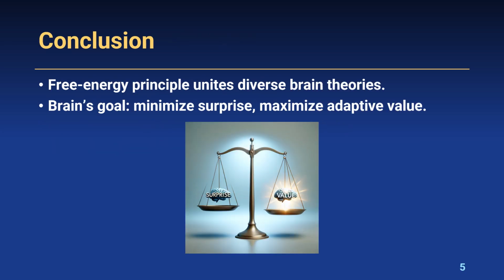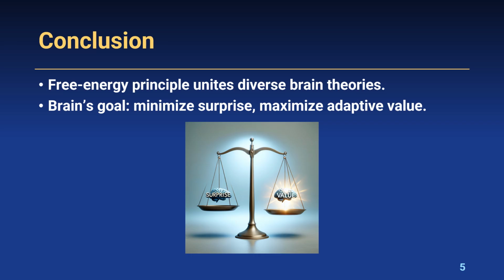In conclusion, the free energy principle offers a unifying framework that integrates many major theories of brain function. It suggests that the brain's fundamental goal is to minimize free energy by continuously refining its internal models and acting to fulfill its predictions. This elegant principle links perception, action, attention, learning, and even evolutionary fitness under one mathematical umbrella. So, to answer our initial question, yes, one principle, the free energy principle, can indeed provide a comprehensive explanation for the complex, adaptive behavior of the brain, uniting diverse perspectives into a coherent whole.